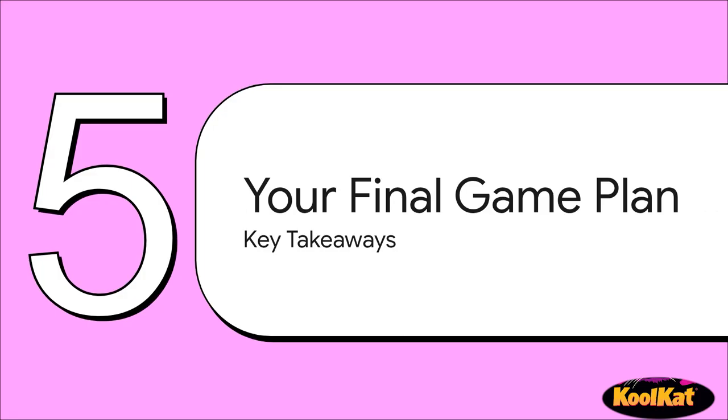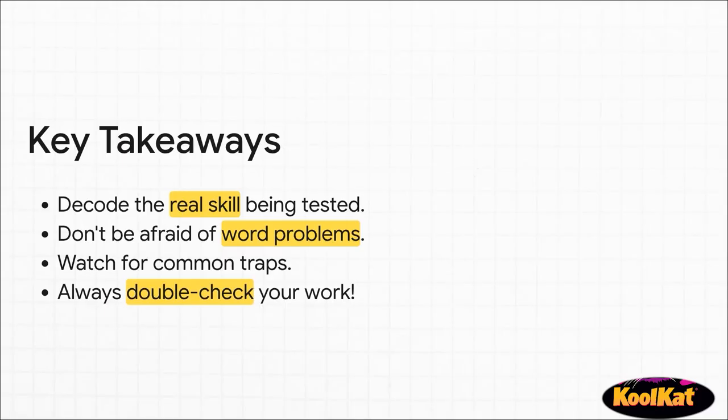Okay, we have covered a lot of ground. So let's boil all of this down into your final go-to game plan. So remember these key takeaways. 1. For every question, ask yourself, what's the real skill they're testing? 2. Don't be afraid of word problems. Translate them into simple math. 3. Watch out for those common traps, like when your answer isn't a choice. And most importantly, number 4, make it a habit to always double-check your work. This is your core strategy.